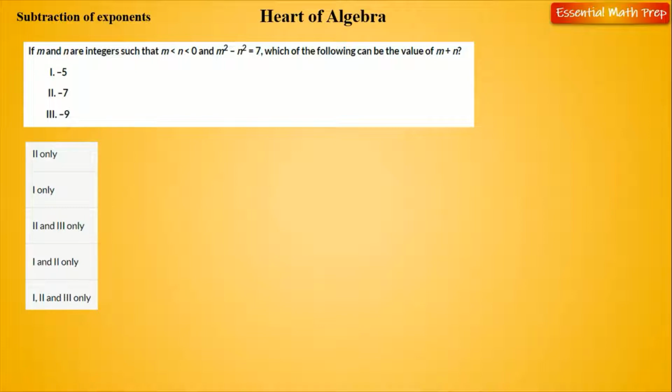This problem can be solved in more than one way. You can assume m to be some negative value, n to be some negative value, and randomly start substituting until it meets both the condition of m squared minus n squared equals 7 and m plus n equals one of the answer choices given. That will work, but it's going to take more time than you have.